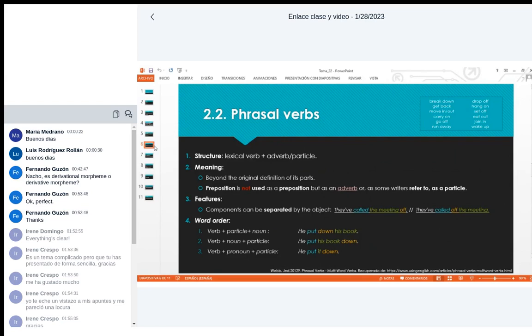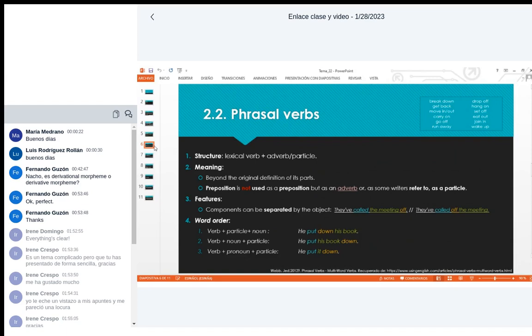And the actual meaning of the phrasal verbs here is one which does not mean the same thing as the current meaning of the lexical verb. And so the phrasal verbs do accept the separation between the particle and the verb. For example, they call the meeting off, or they call off the meeting. Here, the phrasal verb does accept this separation.